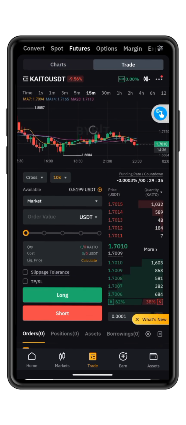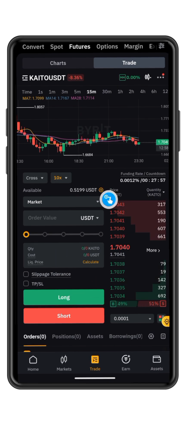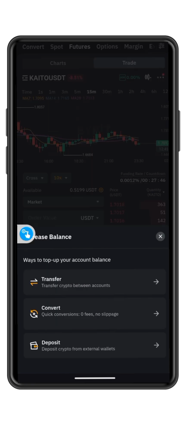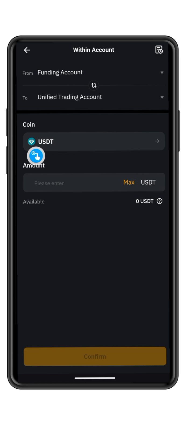So we click on trade. Now we can see that we have cross here and we have 10x here. And we have market, we have all these things here. Now before you can start trading, you need to fund your trading account. You can see I've got $50 here. So if I want to fund this account, all I need to do is to click on the plus button, and that's going to bring me here. Then I'm going to click on transfer. That's going to bring me here, and all I would need to do would be to select this USDT.